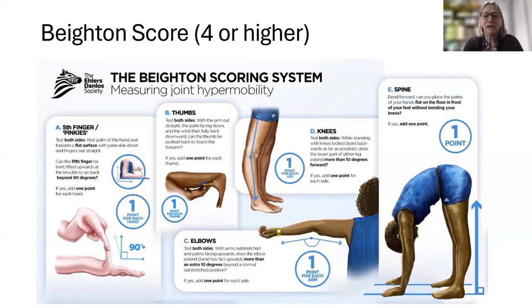Keeping in mind that when people do this test, doctors and physios, they have a little instrument called a goniometer, which actually measures the angle, the degree of flexibility or movement through that joint. So they're able to do it quite specifically.